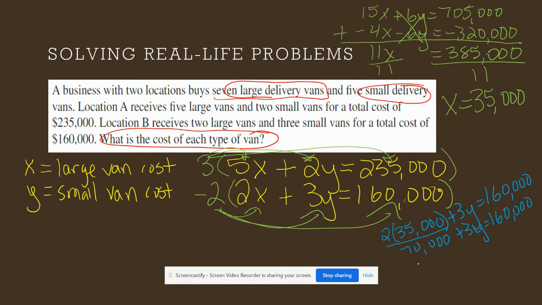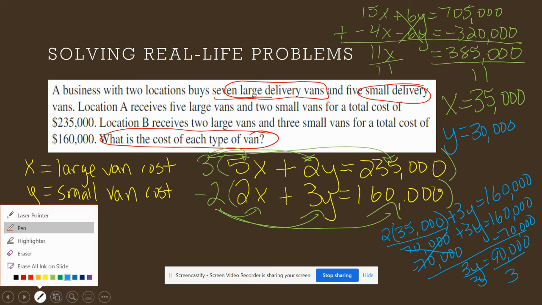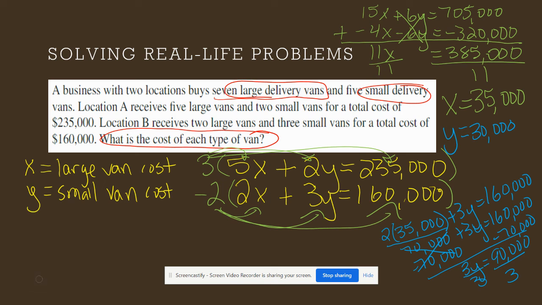The opposite of adding 70,000 is to subtract 70,000 from both sides. This adds to 0, so we have 3y is equal to 90,000. The opposite of multiplying by 3 is dividing by 3, and that gives us y is equal to 30,000. So our solution is 35,000, 30,000. But remember, we have to go back.